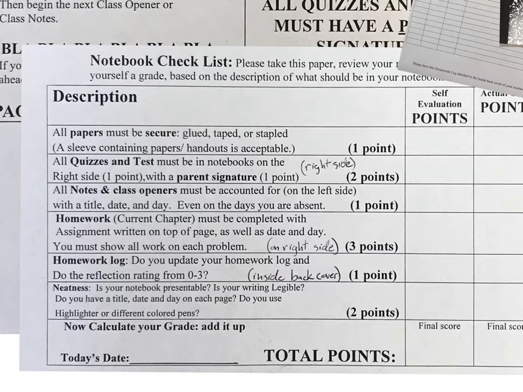So what you do is you grade yourself and you add up all your points and you give yourself a final score. When I collect notebooks, if you don't have yourself graded and you don't have a final score right there, I'm not going to bother grading it. So you need to grade it yourself, and then I'll be checking, okay, did this person really get a 10?